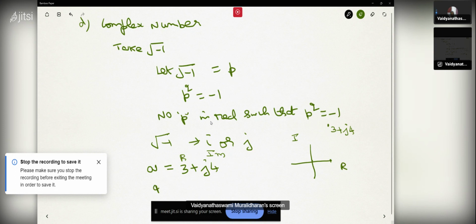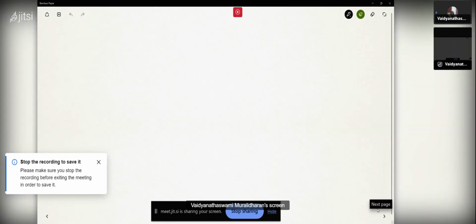So real of a equal to 3. Imaginary of a equal to 4. This is called rectangular form. This is nothing but real and imaginary form actually. We can express a complex number in polar form also. We can express it as a magnitude and angle actually.